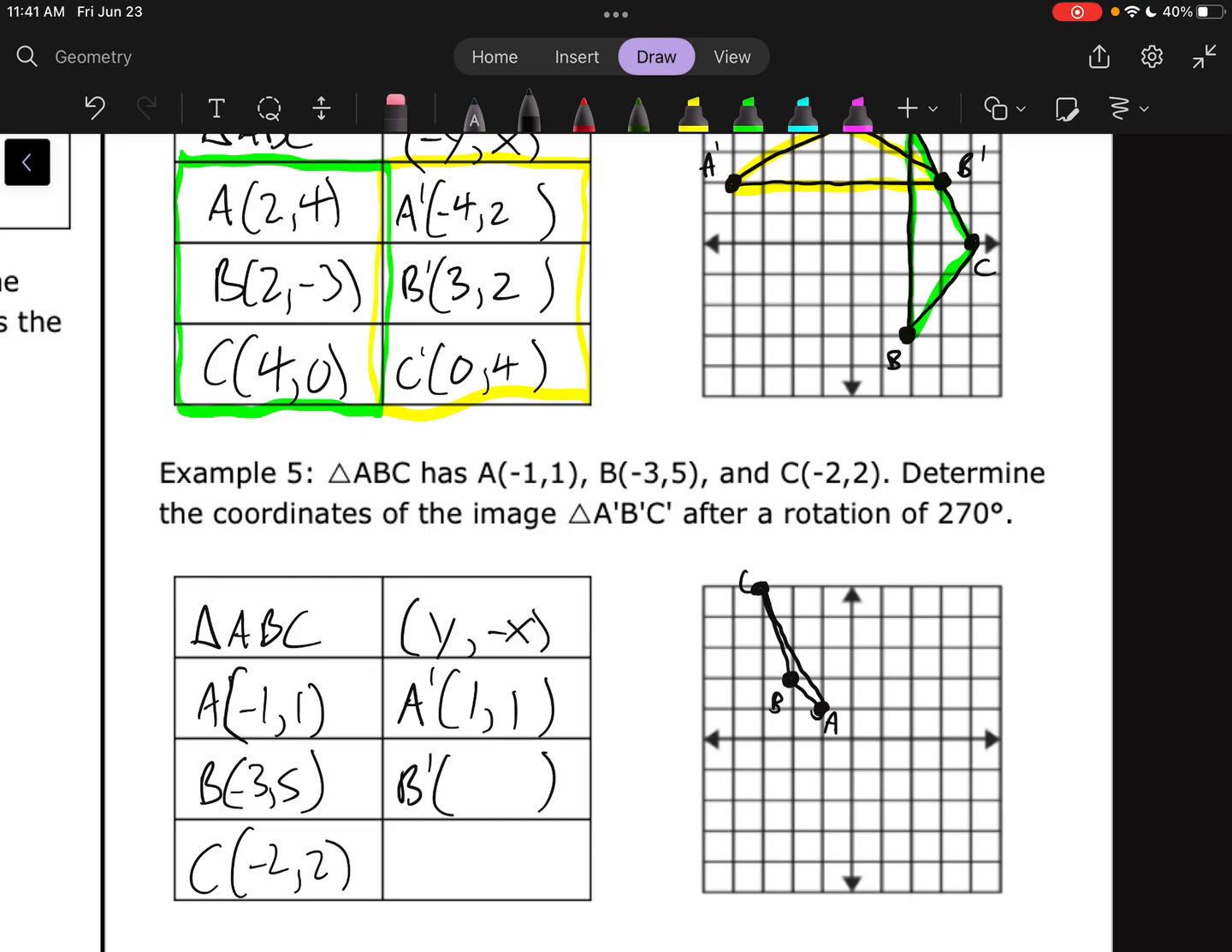B prime, B was negative 3, 5, so it goes to 5, negative 3, but we change that sign on the x value to 5, positive 3. And C prime was negative 2, 2. We flip it to 2, negative 2. We change the sign on the x value to 2, positive 2. So 1, 1, 5, 3, and 2, 2.